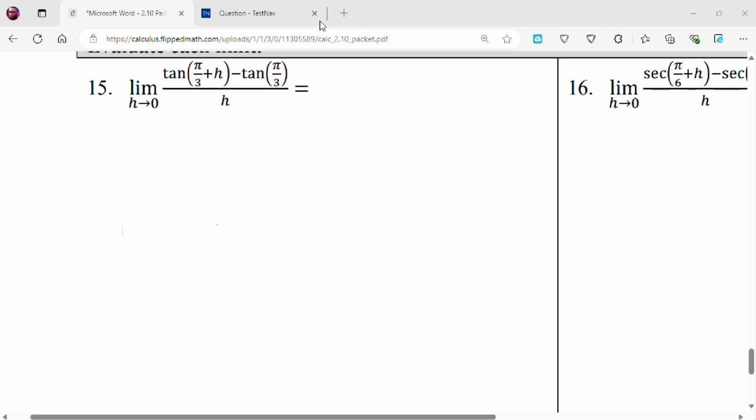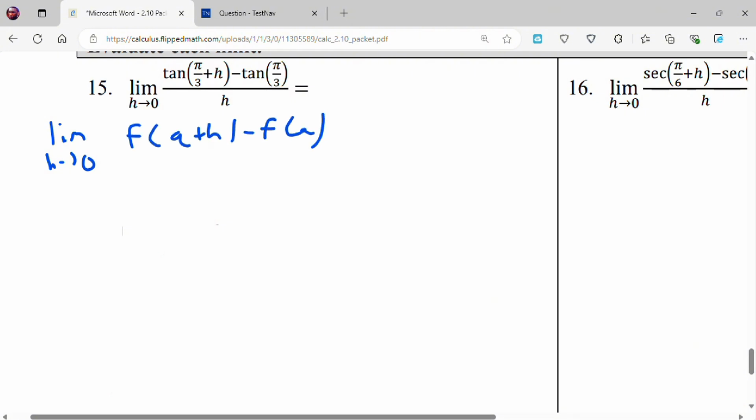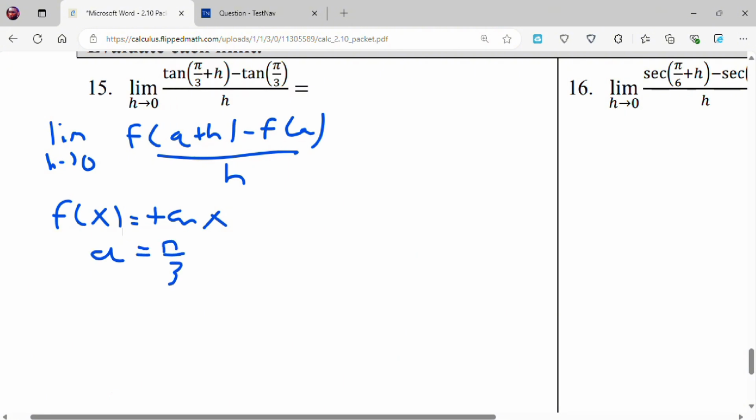And so remember this limit is in the form f of a plus h minus f of a over h. So this tells us that f of x equals tan x and a equals pi over 3, right? You plug a into x, you get tan pi over 3, which is your f of a. So now we have to find f prime of pi over 3.